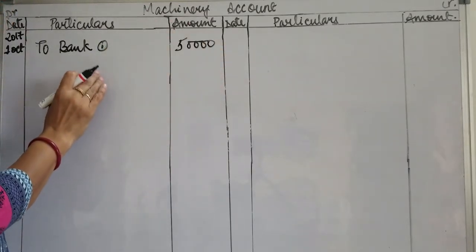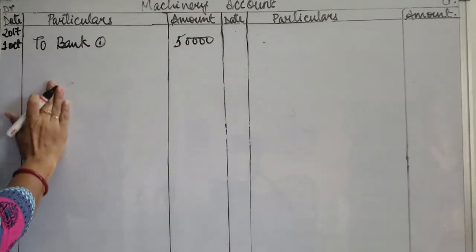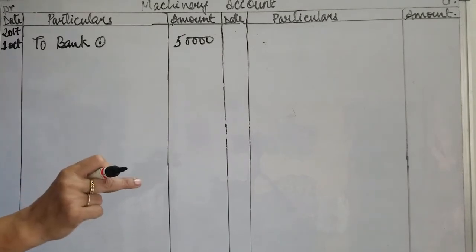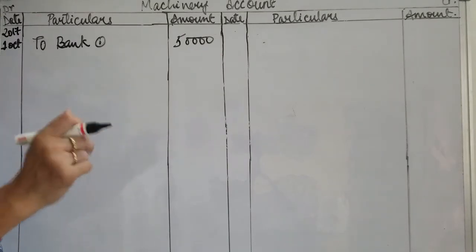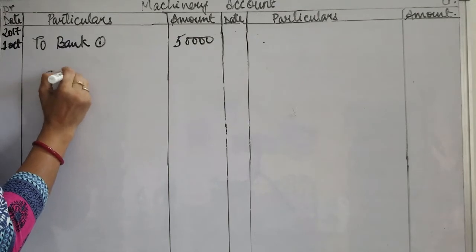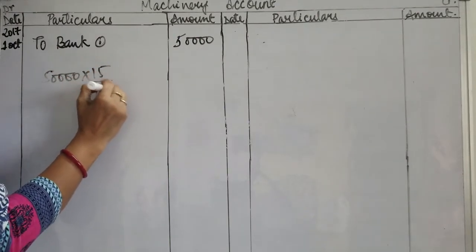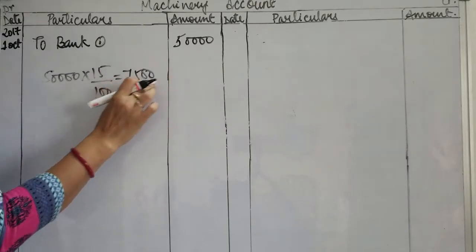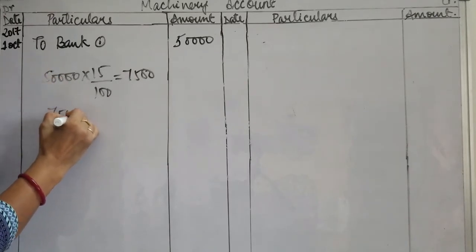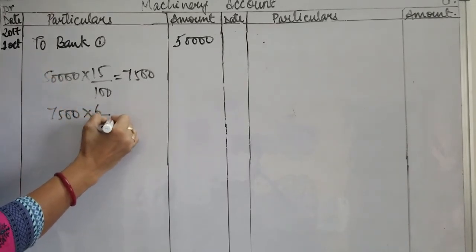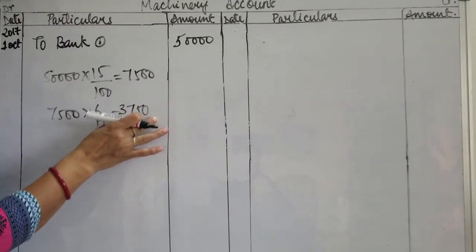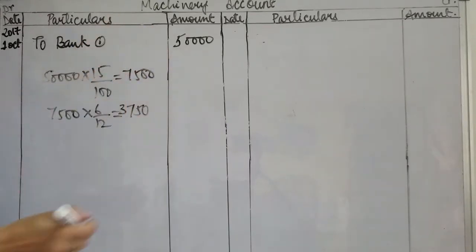Now on this machinery, depreciation will be provided. Here for depreciation, the words per annum are used. So depreciation will be calculated for the exact number of months for which the machinery was with the business. So here 15% of 50,000 comes to 7,500, right? But this is a full year's depreciation, and we have to provide depreciation for 6 months only. So 7,500 into 6 by 12 comes to 3,750. So this is our depreciation on this machinery for 6 months, right?